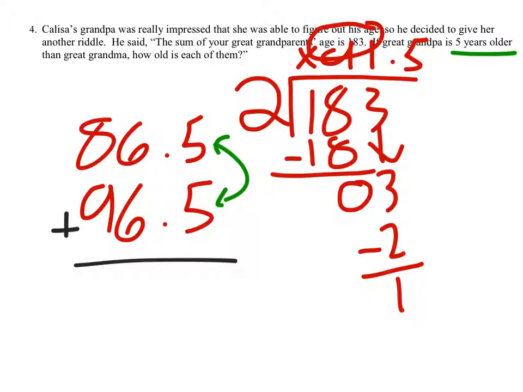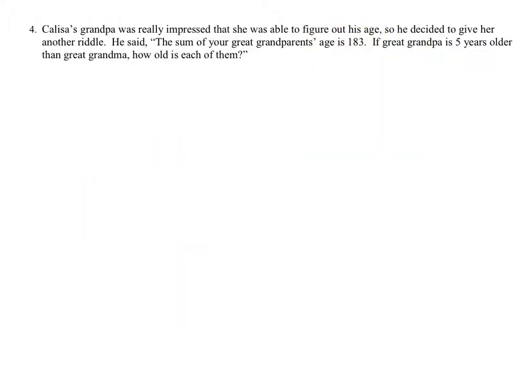Okay, that should help us as well. 3 plus 0... carry the 1, that's a 3. There's another 1, bam, that's a 183. So these do check off in terms of adding the 2 ages, but one is 10 years older than the other. So we just need to fix that a little bit. All right, good luck.